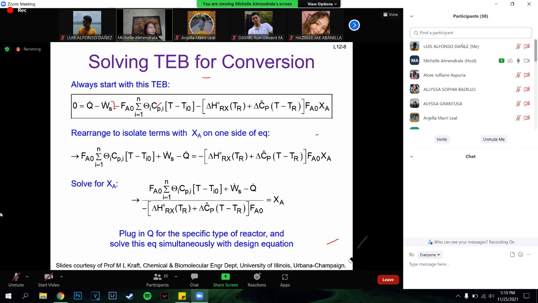Now for adiabatic, therefore, you have to say Q is 0.